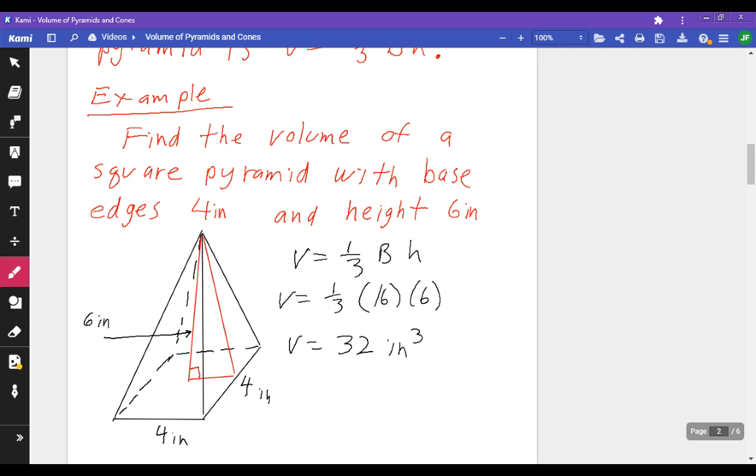The height of the pyramid is 6 inches. Remember, that's straight down from the vertex to the center of the base. That's going to be 6. Put them into the formula and multiply, so it looks like the volume of that pyramid is going to be 32 cubic inches. So 32 cubes of 1 inch on each edge would fit inside of that pyramid.